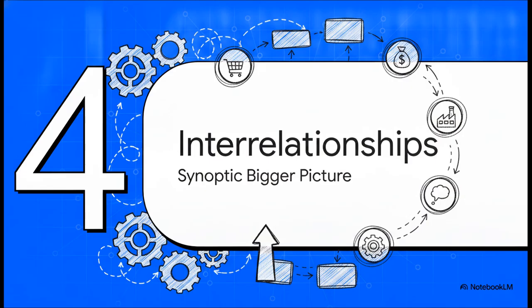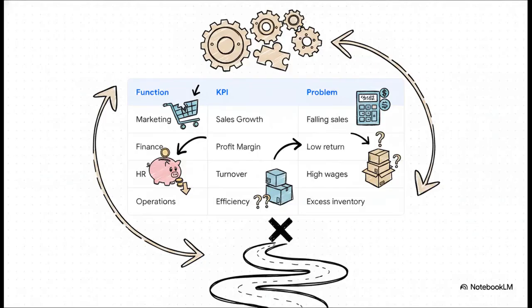Section 4, Functional Interrelationships, the Synoptic Bigger Picture. Welcome back. I hope you built a solid, balanced judgment there. So, a fundamental rule of business strategy is that marketing decisions never, ever happen in isolation. Look at how interconnected these key performance indicators are across the whole business.